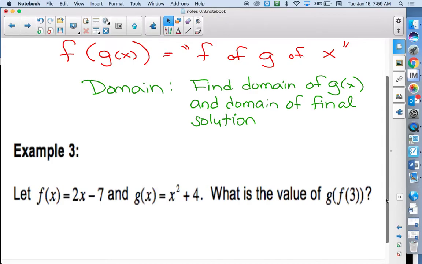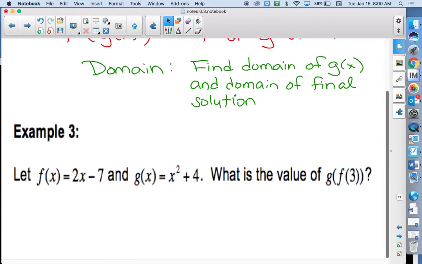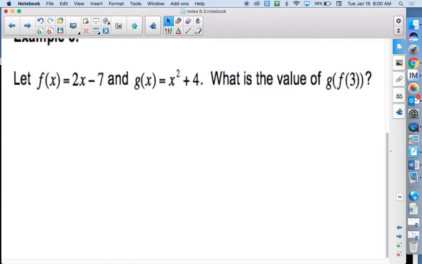We're going to see if we can start with it numerically and then look at it algebraically, just with variables. The first one does not ask us to find the domain, but it does give us two functions, so you have to start with two functions. For example 3, f of x is 2x minus 7 and g of x is x squared plus 4. It says what is the value, which means we're going to find a number, of g of f of 3.